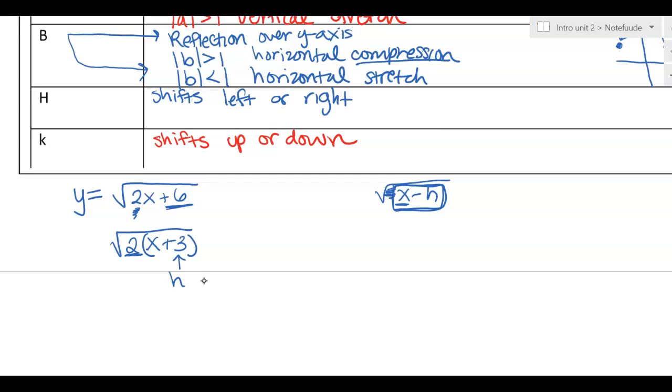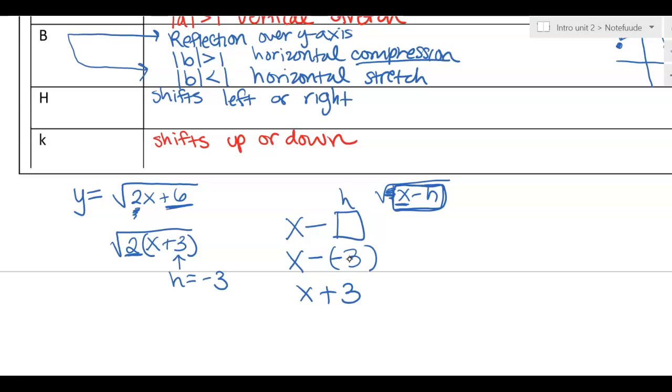Now, is h 3 or is h -3? Good. So h is actually -3 because remember the formula says x minus h. So you're trying to figure out what would be the h with the minus already part of the formula so that when you write that h value here, in the end, it ends up looking like what you have in your equation that says x plus 3. If I put a 3 in here, that does not look like x plus 3 if h is +3. It actually looks like x minus 3. But if I put a -3 as h, that minus the negative would make it look like a plus, and I would have an h value of -3.